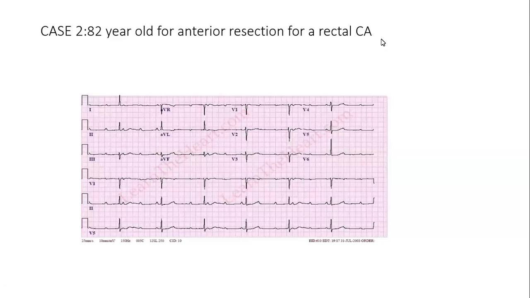Okay. This is our next one. You have an 82-year-old for anterior resection for a rectal CA. So this is your ECG. You go and see your patient in the ward for your preoperative evaluation. The patient is coming for big surgery, which is semi-elective surgery, and this is your ECG. So what is the diagnosis? If there's no volunteer in 30 seconds, I'll call out a name.